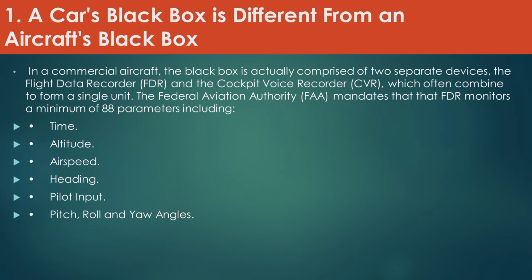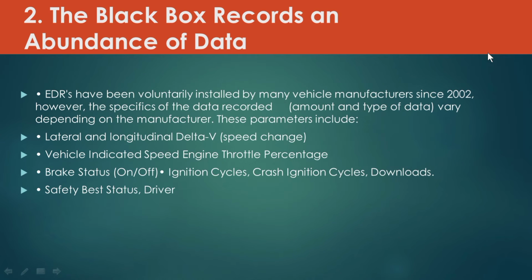Difference between a car's black box and an aircraft's black box. In aircraft, the black box is comprised of two devices, FDR and CVR. It means flight data recorder and cockpit voice recorder. They are always combined to form a single unit. FAA, Federal Aviation Administration, mandates that FDR monitors 88 parameters. It includes heading, airspeed, altitude, time, etc.